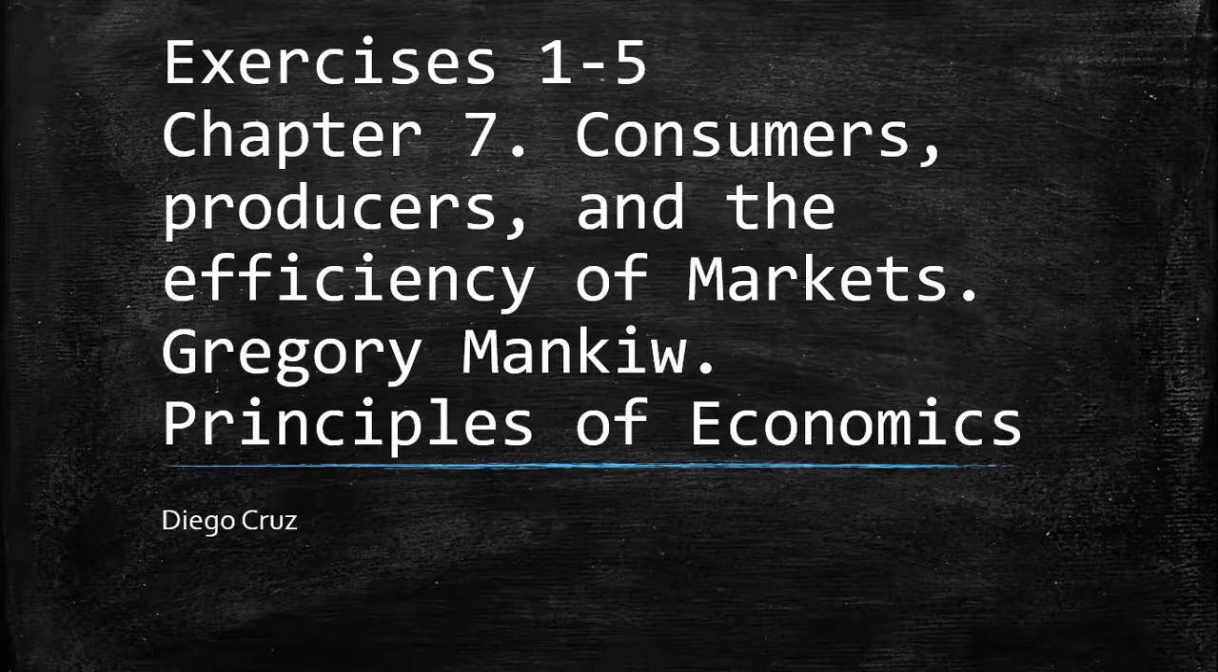Hi everyone, in this video we're going to solve the exercises from 1 to 5 of chapter 7 of Consumers, Producers and the Efficiency of Markets. This is a book of Gregory Mankiw, Principles of Economics.